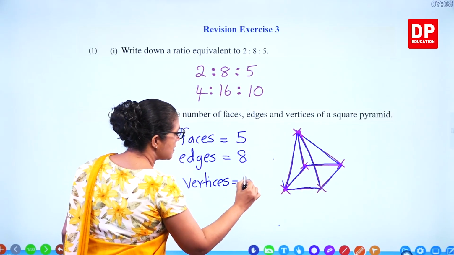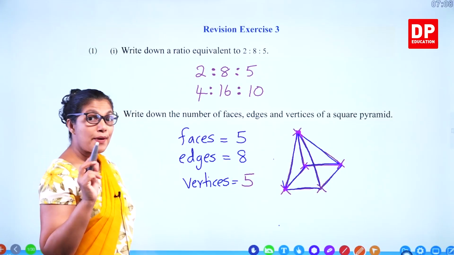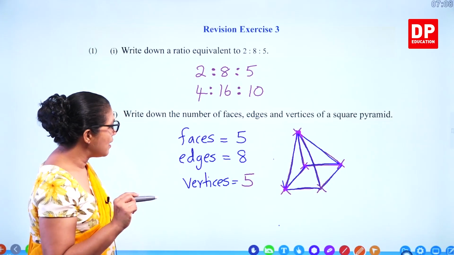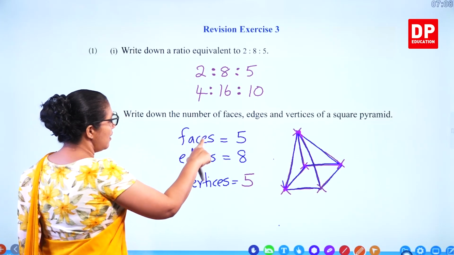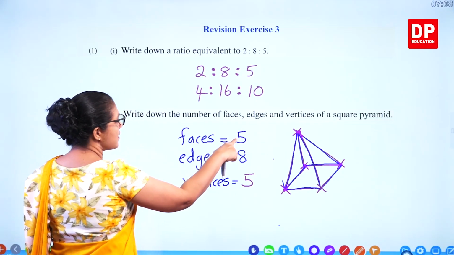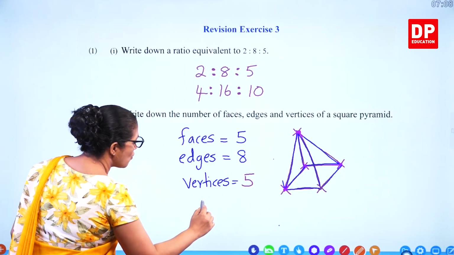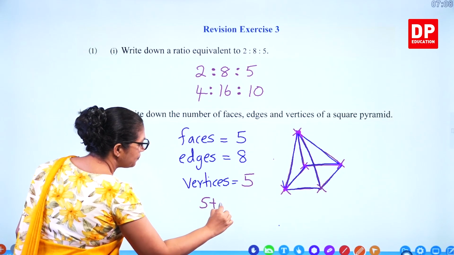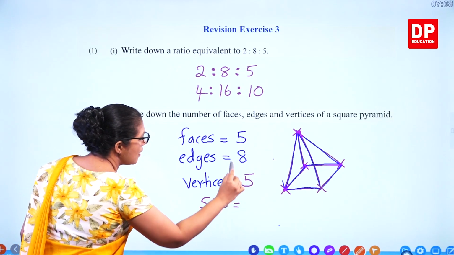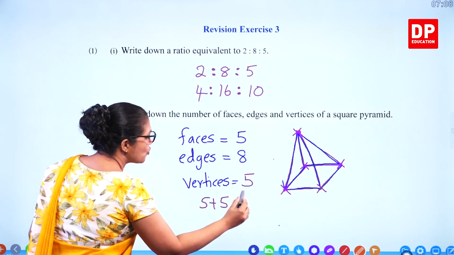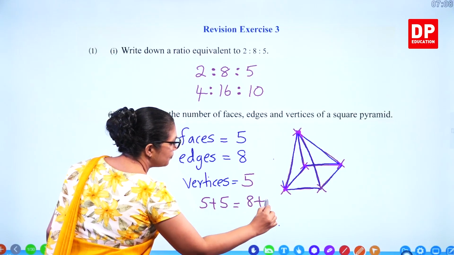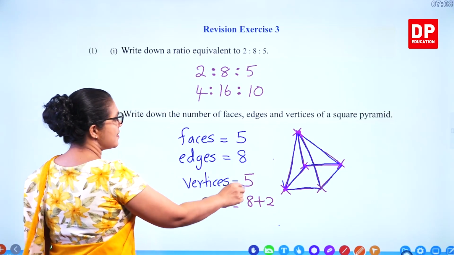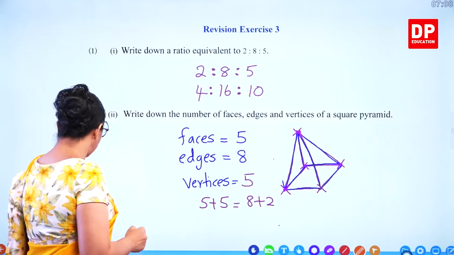5 vertices are there. So can you remember the relationship? Euler's relationship? Vertices plus faces, so 5 plus 5, is equal to edges plus 2, 8 plus 2. So that means these are correct.